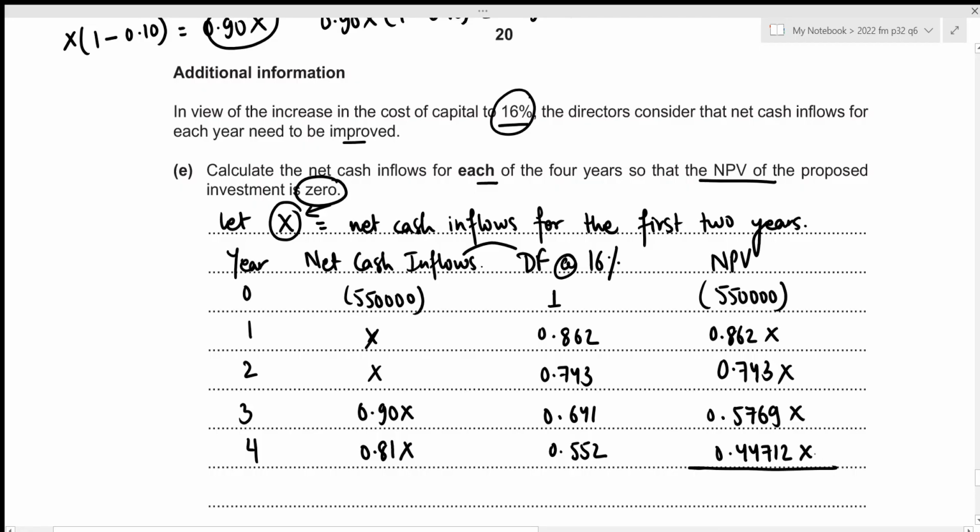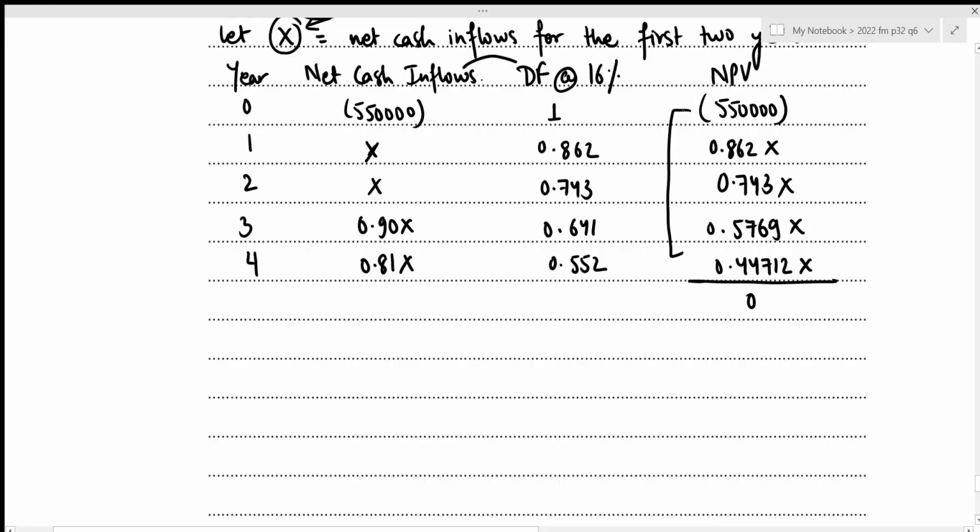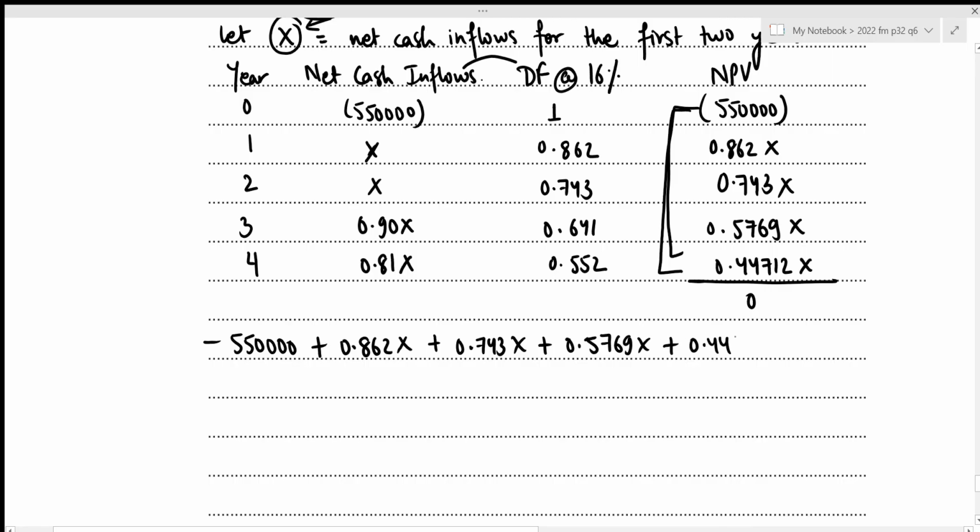Now, the condition that we require is for the net present value to be 0, which just means that the sum of these 5 amounts should be 0. Okay, so I'm just going to write down our net present values in an equation form. So that's going to be minus 550,000 plus 0.862x plus 0.743x plus 0.5769x plus 0.44712x, and this should be 0.